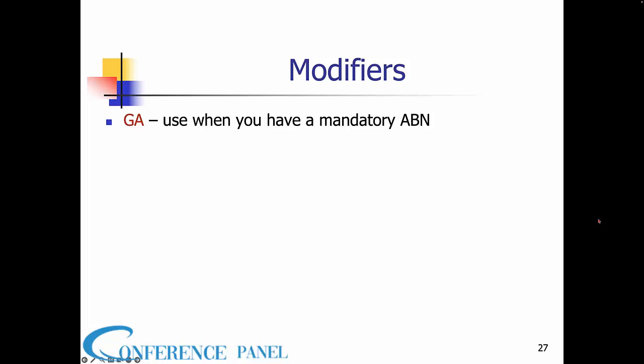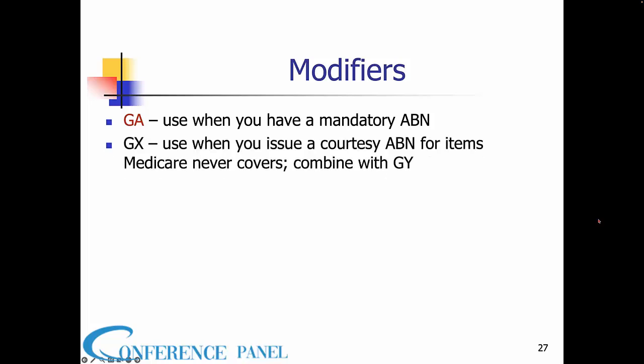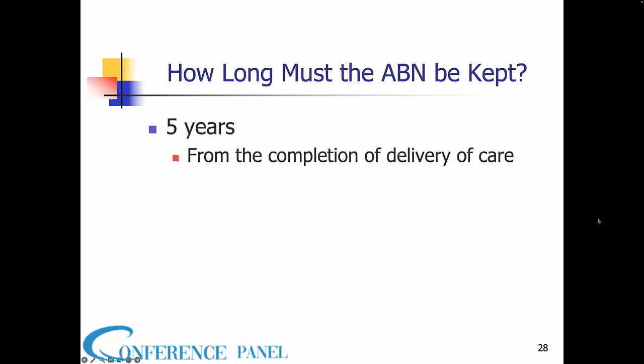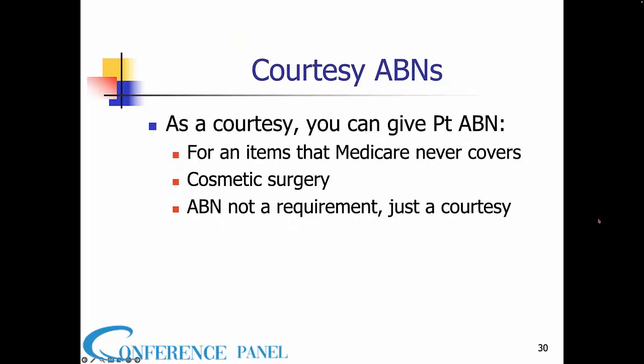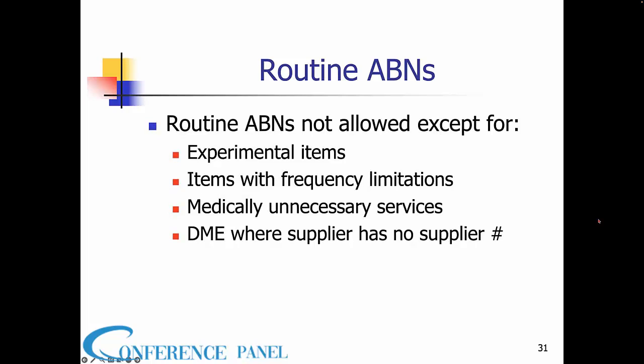Now, Medicare's got these modifiers. We already talked about the GA modifier. That's what you use when you have to get an ABN and you got one. How long do you have to keep an ABN? 5 years. Okay, collecting and refunding payments. Let's assume that courtesy ABNs, yes, you can issue courtesy ABNs. Routine ABNs, they're not allowed.